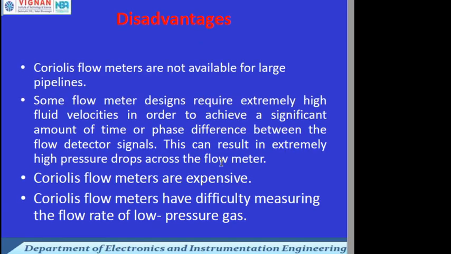The disadvantages of Coriolis flow meters are that they are not available for large pipelines. These designs require extremely high fluid velocity in order to achieve a significant time or phase difference between the flow detector signals. This can result in extremely high pressure drop across the flow meter. Coriolis flow meters are very expensive, and they have difficulty measuring the flow rate at low pressure range. That is one of the disadvantages.